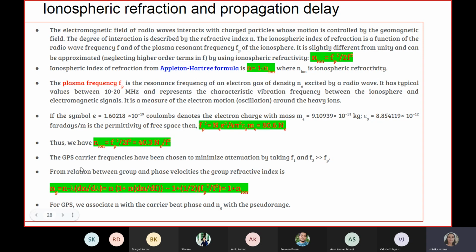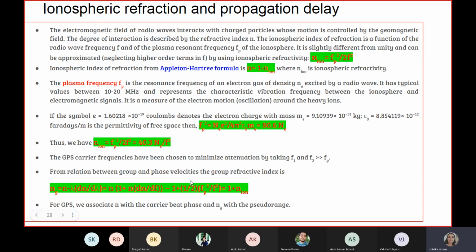We have two frequencies, f1 and f2, in GPS. These carrier frequencies have been chosen to minimize the attenuation taking place. This is done by taking f1 and f2 quite a bit larger than the plasma frequency. If we take a frequency larger than the plasma frequency, then we will be able to minimize the attenuation taking place.